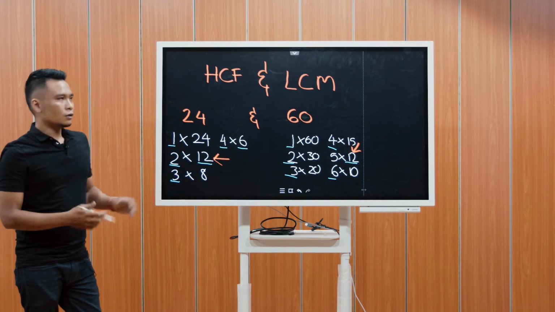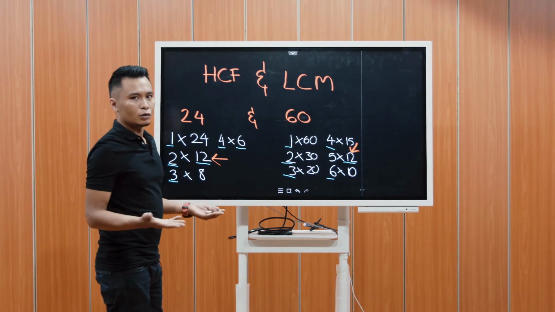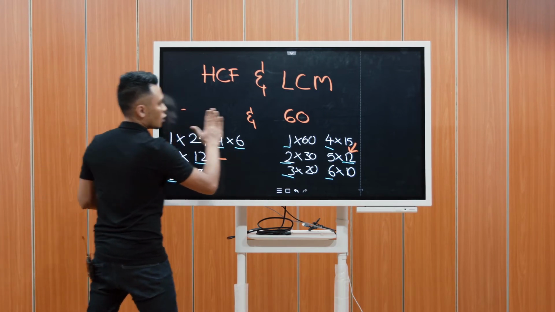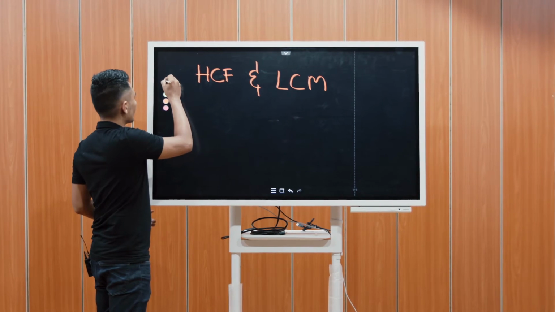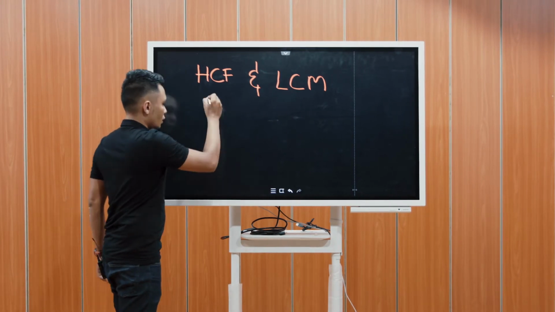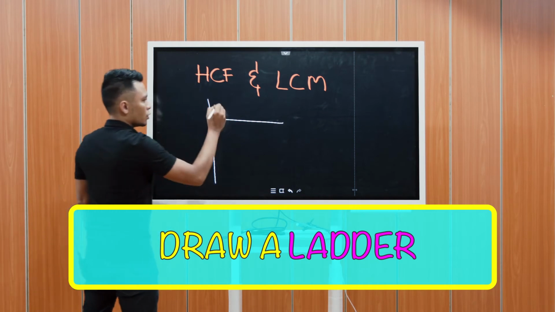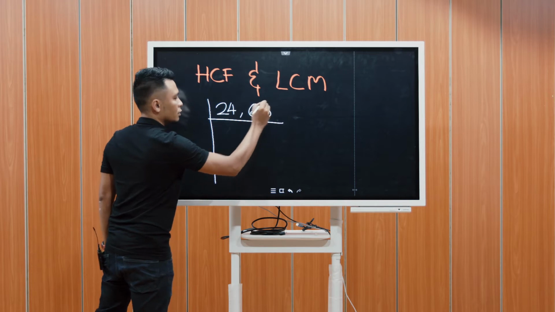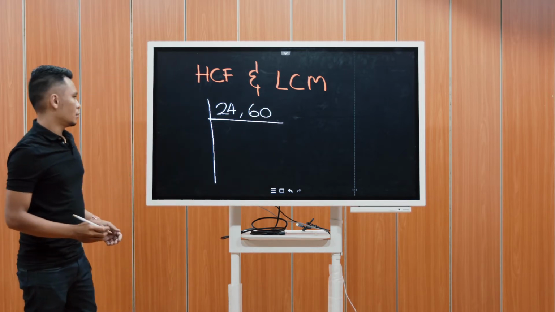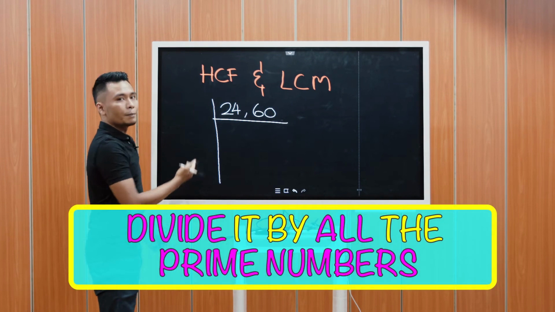Correct? So now you are in secondary school. We are not going to do it this way because this way is going to be very long. So I'll show you a shortcut method. It's very simple. All you have to do is to draw a ladder. Put the number 24 here and put the number 60 here. Okay? So the next thing that you must do is to divide by all the prime numbers.